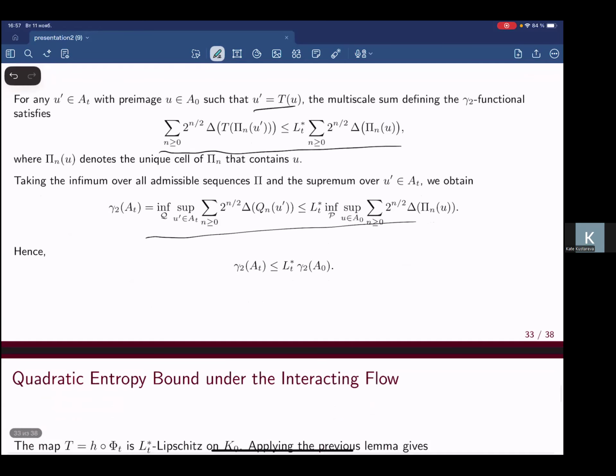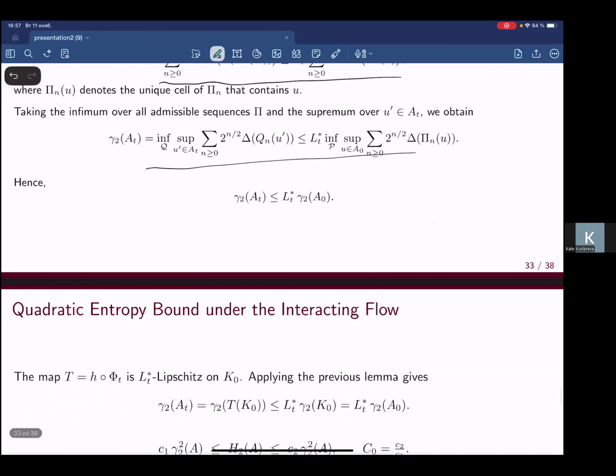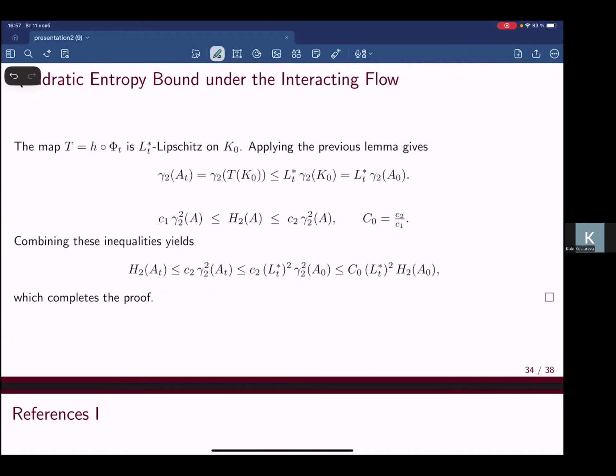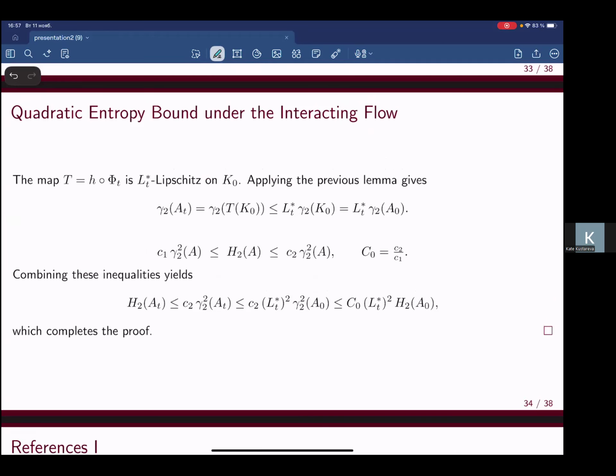Then we can come back to our second result. Finally, we combine this with the equivalence between quadratic entropy and the gamma 2 functional. Again, we have the map with L the Lipschitz constant on K0, and applying the previous lemma, we get this result, which completes our proof.